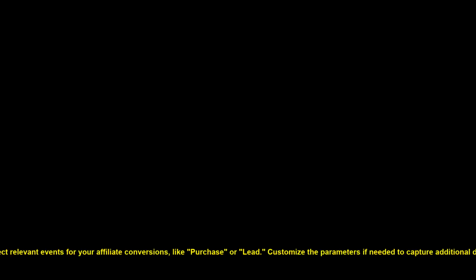Select Add Events within the Events Manager. Choose from the pixel. You'll see various events you can track. Select relevant events for your affiliate conversions, like purchase or lead. Customize the parameters if needed to capture additional information. After configuring, click on Confirm to finalize the event setup.